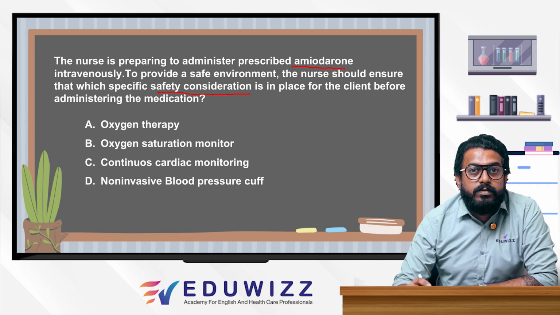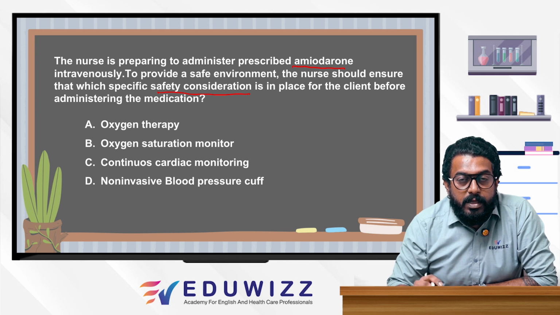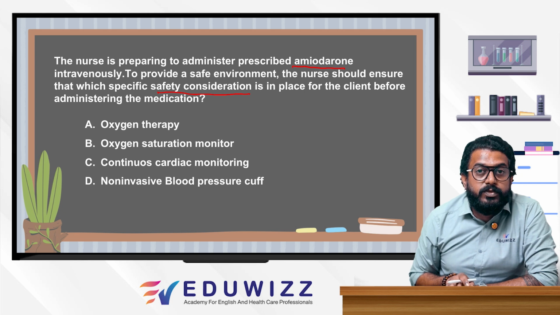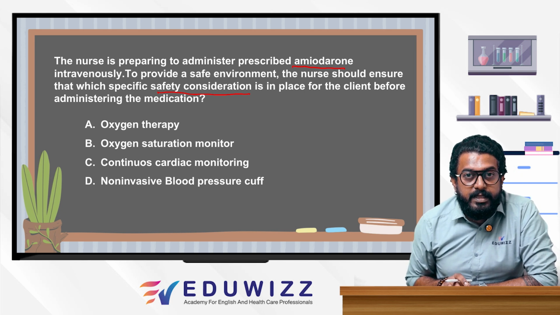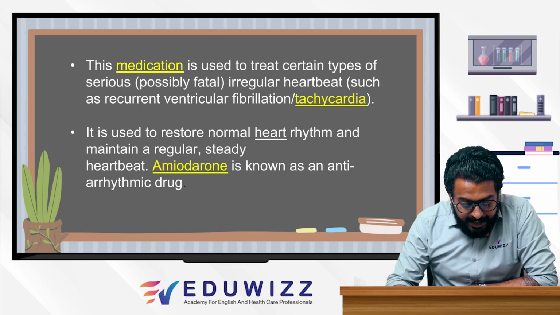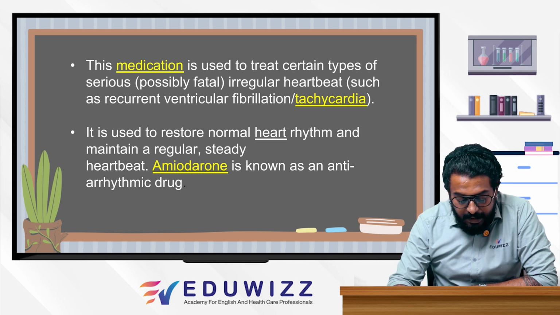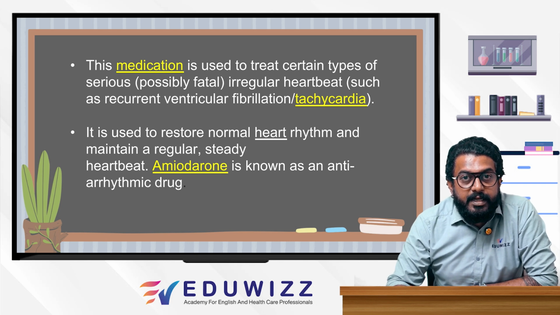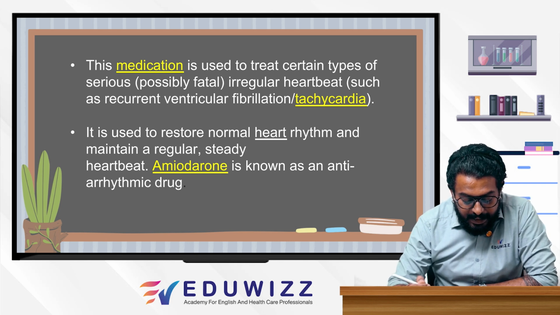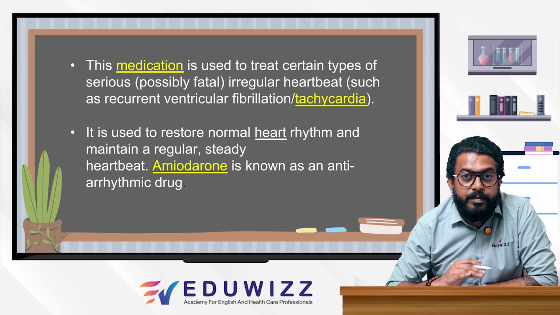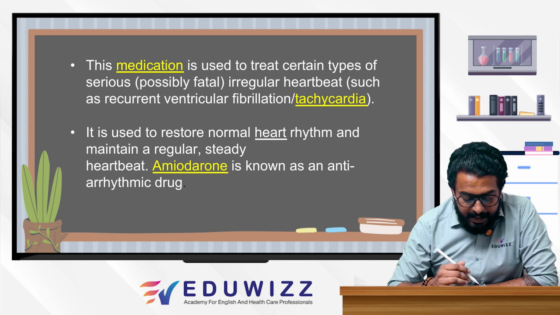So what medication is amiodarone? It is a well-known anti-arrhythmic medication which is used in cardiac arrhythmias like ventricular tachycardia. The medication is used to treat certain types of serious, possibly fatal, irregular heartbeats such as ventricular fibrillation or ventricular tachycardia. So this is an anti-arrhythmic medication. By that itself, you will be able to give the correct answer. But let's see in detail.